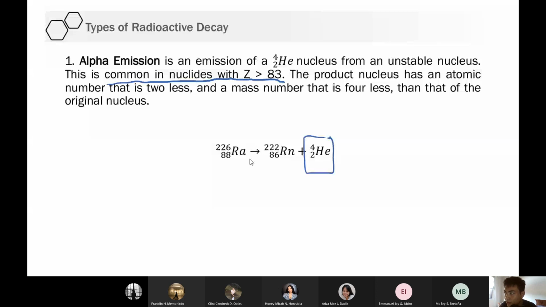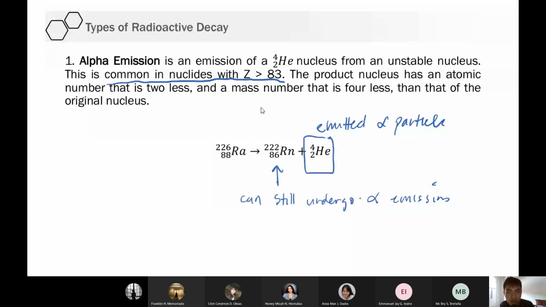Okay, so basically, ito yung element mo, babawasan mo lang ng 4-2. Alpha emission yan. So this is the emitted alpha particle. Okay, so that is the emitted alpha particle. So you must say, ito ba ay stable or not? Stable ba to? Hindi pa rin siya stable. Kasi greater than 83 pa rin siya. So ibig sabihin, this can still undergo alpha emission. So ganun yung mangyayari, no? So tuloy-tuloy na alpha emission until maging 83 yung kanyang atomic number or less. Okay? Kasi kapag greater than 83, mag-alpha emission talaga yan.